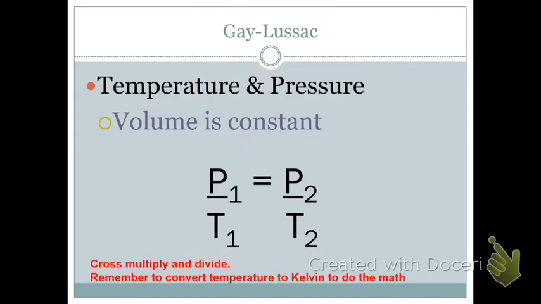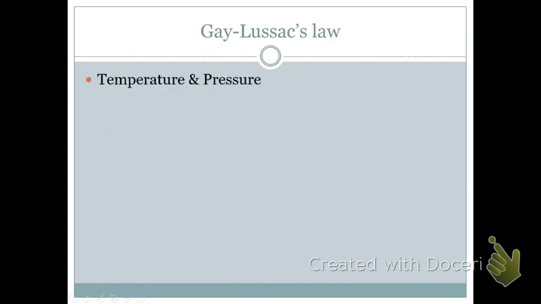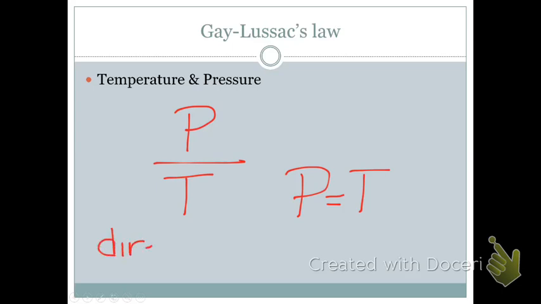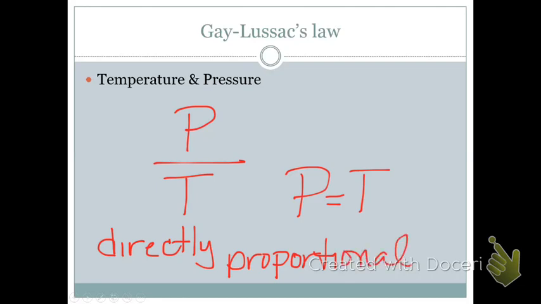Okay, so looking at temperature and pressure, if the ratio or the relationship is pressure over temperature, that tells me then that pressure is equal to temperature. And that tells me that temperature and pressure are directly proportional to each other. Make sure you understand directly proportional. That means that if my pressure goes up, then my temperature is going to go up.